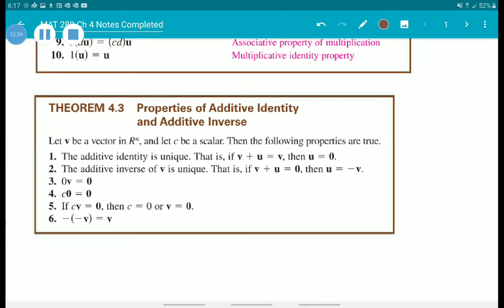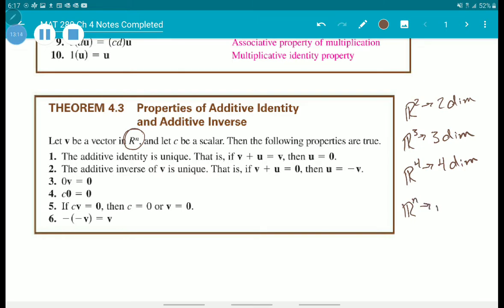Theorem 4.3 is about properties of the additive identity and the additive inverse. So we're going to let v be some vector in Rn. Let's just talk a minute about that notation before we proceed. Rn means nth dimensional space. If we're in R2, we're talking about 2 dimensions. If we are in R3, then we are talking about 3 dimensions. And if we're in R4, then you guessed it, that would be 4 dimensions. So these properties actually hold for any dimension, which is kind of cool to think about that it's been generalized that way.